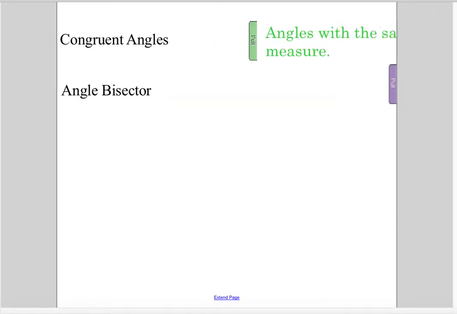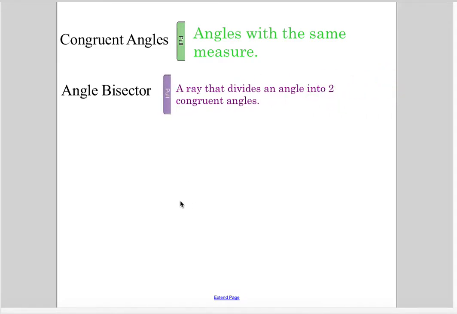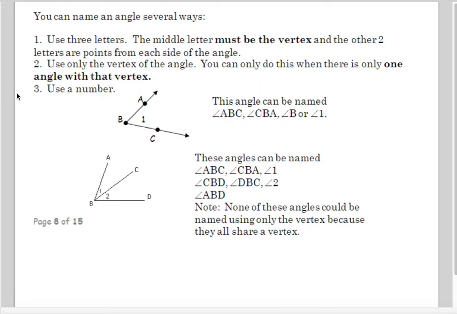Congruent angles are angles with the same measure. And an angle bisector is a ray that divides an angle into two congruent angles. Some very important vocabulary. Here we're talking about how you can name angles. You use 3 letters. The middle letter must be the vertex, and the other 2 letters are points from each side of the angle. Use only the vertex of the angle is another way.